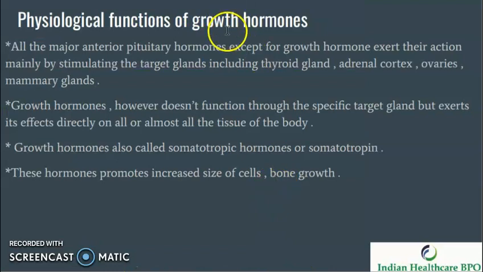Physiological functions of growth hormone. All the major anterior pituitary hormones except growth hormone exert their action mainly by stimulating the target gland, including the thyroid gland, adrenal gland, ovaries and mammary gland. Growth hormone, however, does not function through a specific target gland but exerts its effect directly on all or almost all the body tissues. Growth hormone is also called somatotropic hormone or somatotropin. This hormone promotes increased size of cells and bone growth.